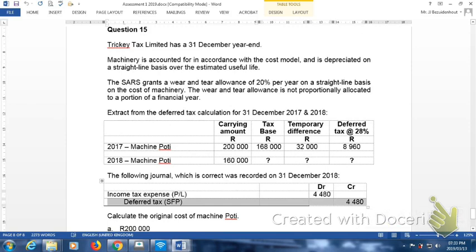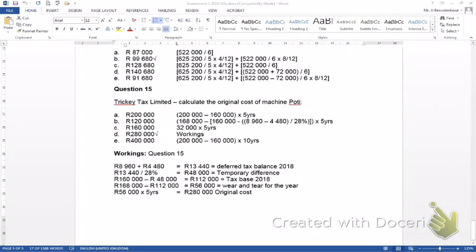If you add that 4,480 to the 8,960, you will get an amount of 13,440. Now that is the deferred tax balance on this asset. It's stated at 28%. So for that reason, you had to calculate the before-tax temporary difference, which is 48,000.